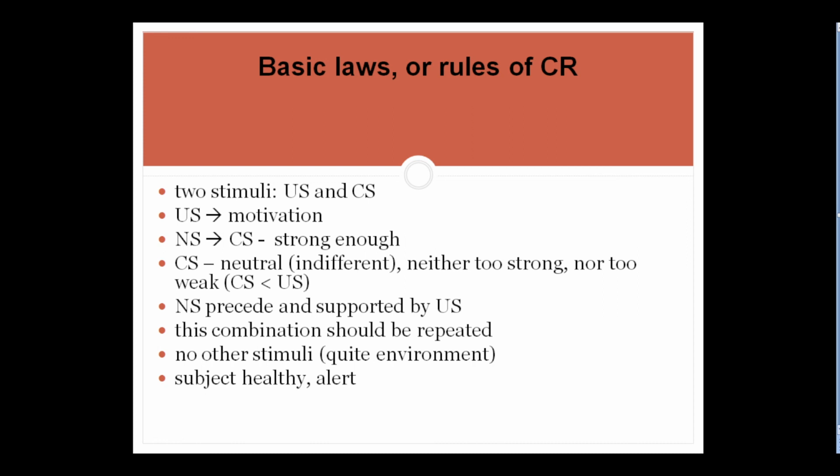Now, this neutral stimulus which you have chosen has to be supported by the unconditioned stimulus, which means you're going to use the bell, for example, and then you're going to give the food, but the bell comes first. And these combinations should be repeated. You cannot develop a conditioned reflex from one single try. The environment should be quiet, meaning there should be no other stimuli, no other distraction of the animal. And of course, the subject must be healthy and alert, meaning not sleeping, not bothered by any kind of pain or any other disorders. So these are the basic rules if you want to develop a conditioned reflex.